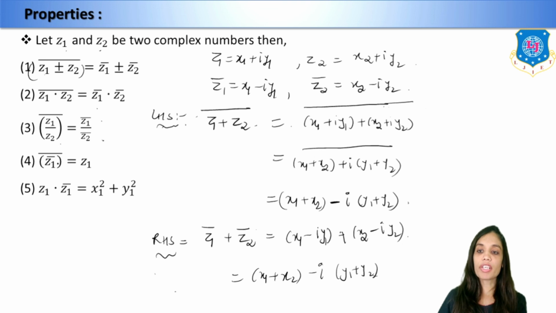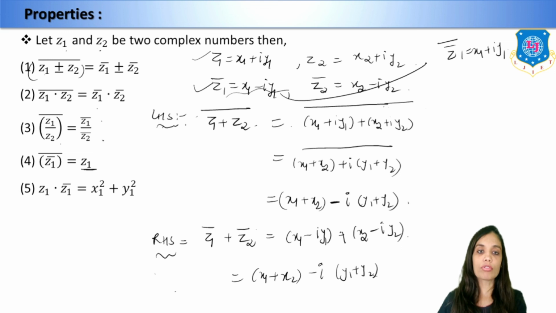Now the next property: the conjugate of the conjugate of z1 will be equal to z1. Let us find that. We know z1 is this, its conjugate is this. Let us find the conjugate one more time. So again the conjugate will be x1 plus iy1. From this you can see that the conjugate of the conjugate of z1 is again z1. So we have proved this also.